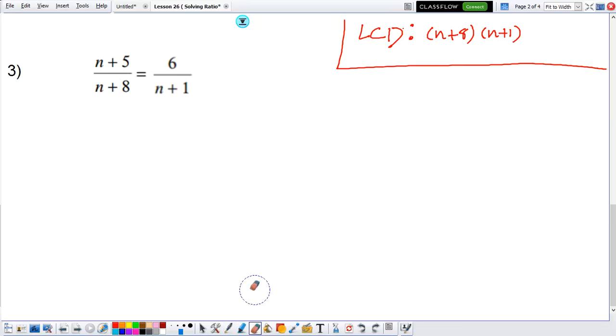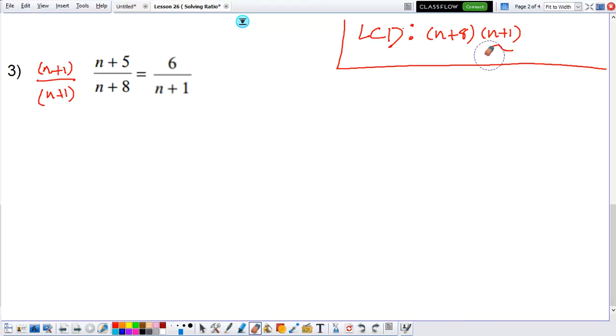So we're going to try and write every single denominator. It should be written as n plus 8 times n plus 1. So this is the lowest denominator that both have in common. So let's come back to our problem. You want this denominator to be written as n plus 8 times n plus 1. So what are we missing here? We're missing the n plus 1 from the LCD. So we're going to multiply n plus 1, top and bottom.